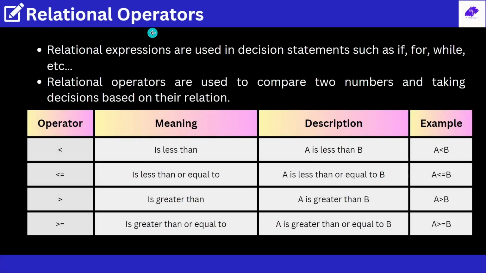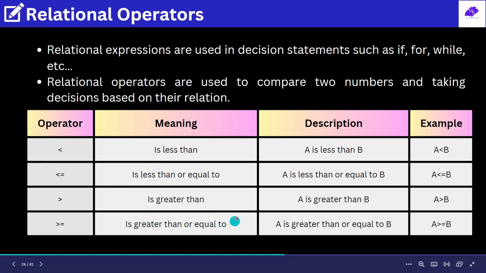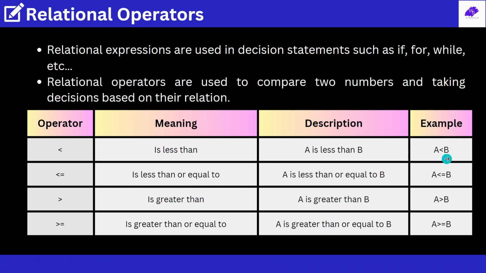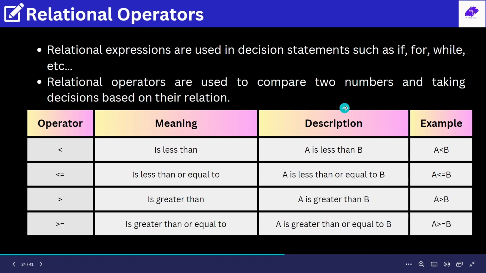There is the relational operator. Relational expressions are used in decision statements such as if, for, while, etc. So this operator will be used for any decision making. Relational operators are used to compare two numbers or take decisions based on the relation, like less than, less than or equal to, greater than, greater than or equal to. These are all the relational operators. For example, if a is less than b, it will return true, or we will do whatever the code is at the condition. Here less than or equal to, greater than or equal to.